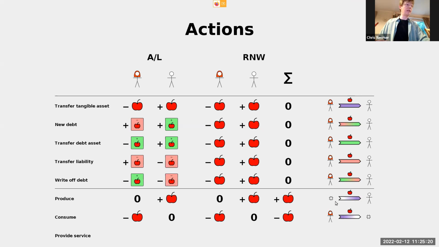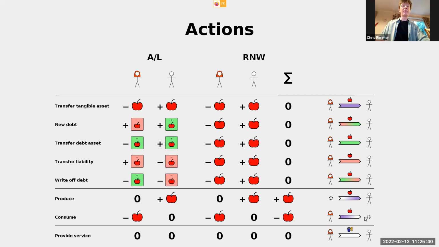And then consumption, the opposite. Alice eats an apple, her raw net worth decreases by 1 apple, and the whole world's raw net worth decreases by 1 apple. And here again, we have an arrow going from Alice, showing her raw net worth decreases into nothingness. The final one is performing a service. So here, Alice is washing Bob's car. Doesn't affect anything on anybody's balance sheet.